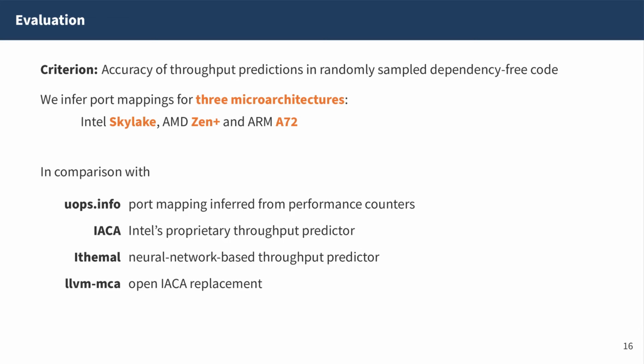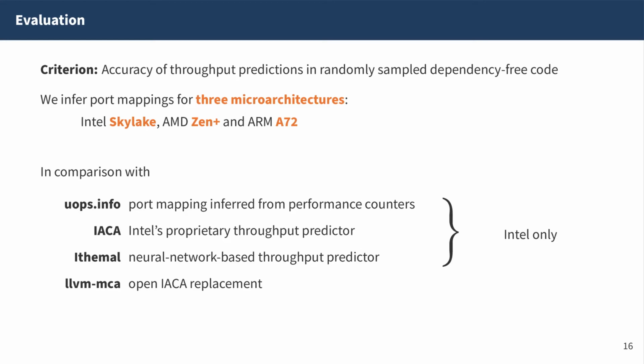To the Skylake port mapping from UOPS.info, a recent work to infer port mappings from performance counters. To the Intel Architecture Code Analyzer, which may use proprietary information by Intel. To Ithemal, a recent research tool that uses a neural network to predict the throughput of basic blocks. And to LLVM-MCA, an open source replacement for IACA using LLVM scheduling models.